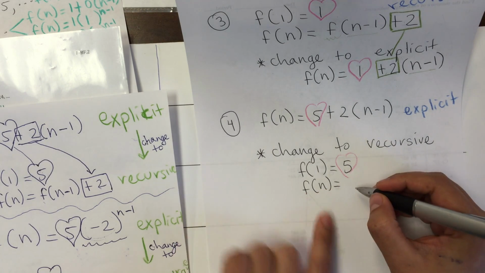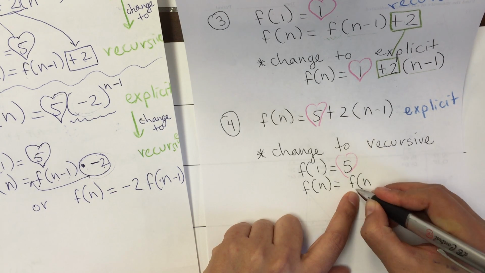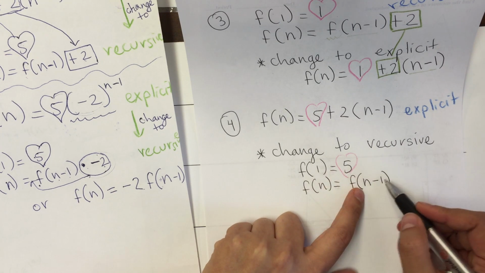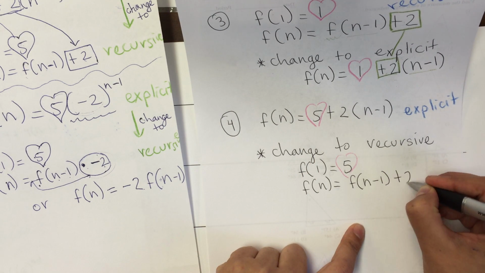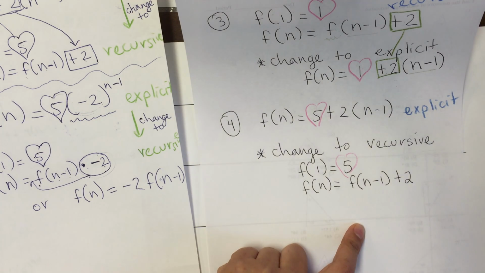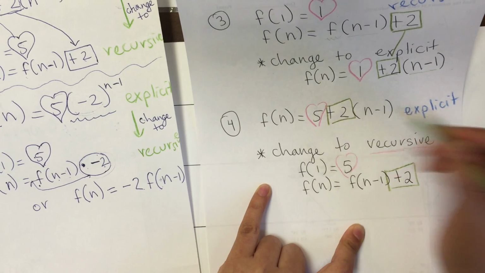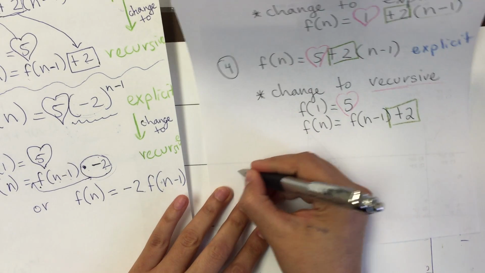And for the f of n, remember that it's always go to the previous one. So the function of n minus 1, meaning f, go to the last one. And what am I doing? I'm adding 2. Okay, so that will be the recursive formula. The bell rang, but I'm just going to share that this comes from this number, and so those are the two pieces. Let's see if I can do one more before I open the door.